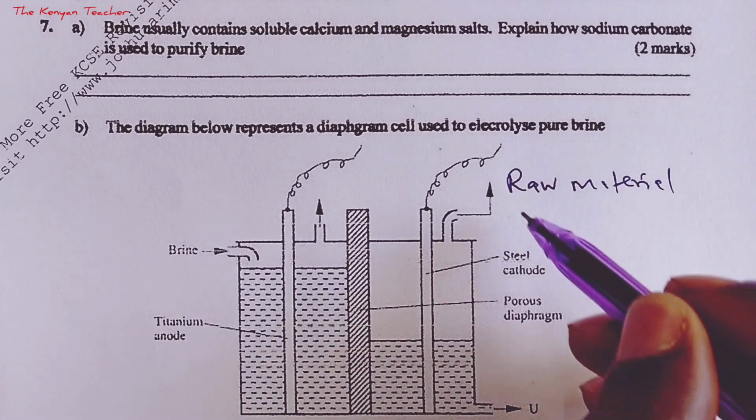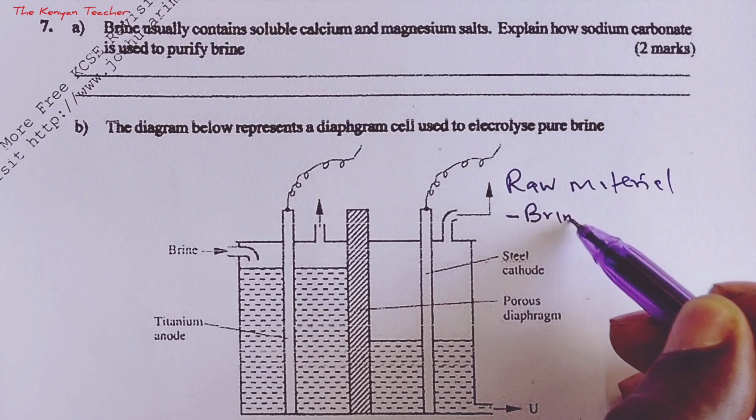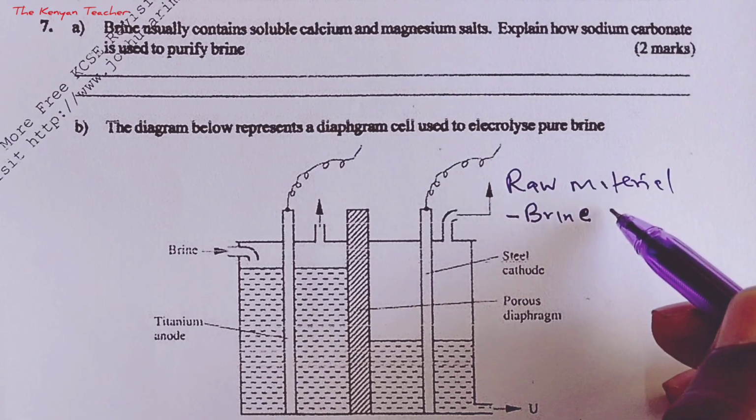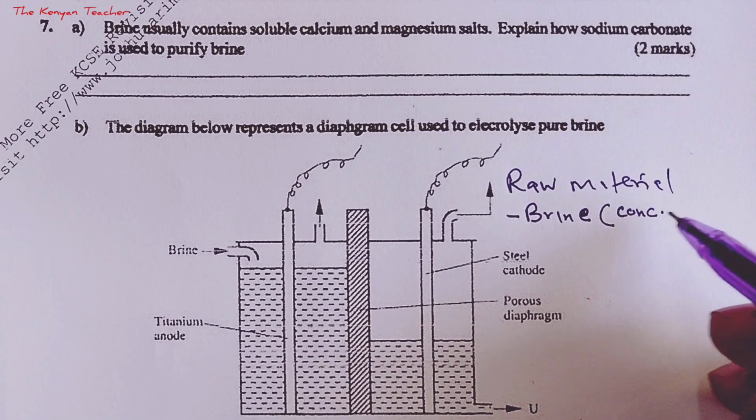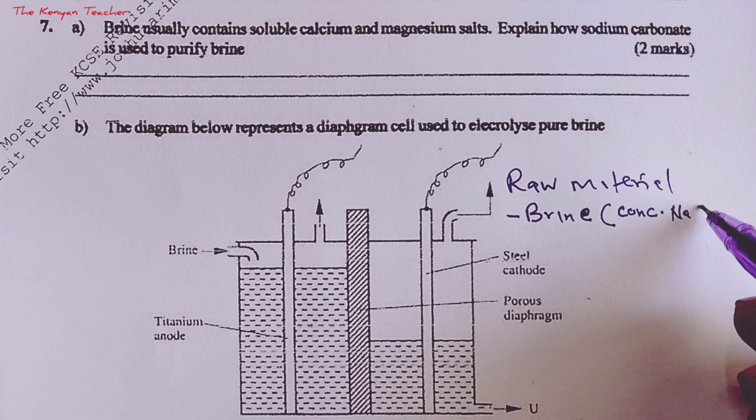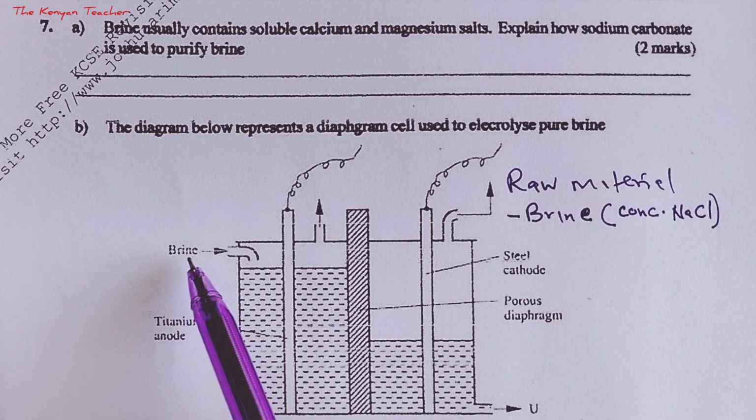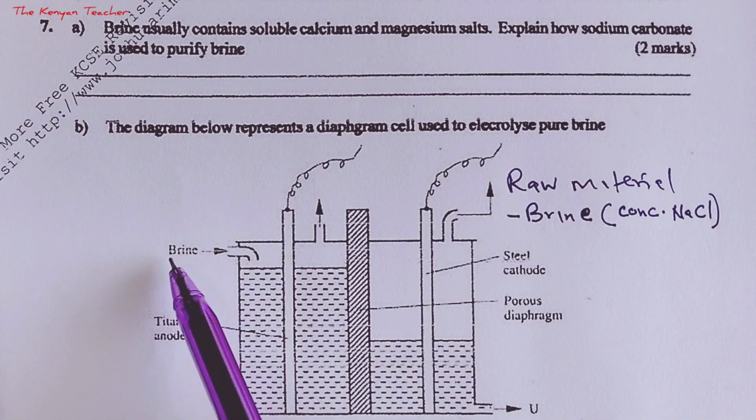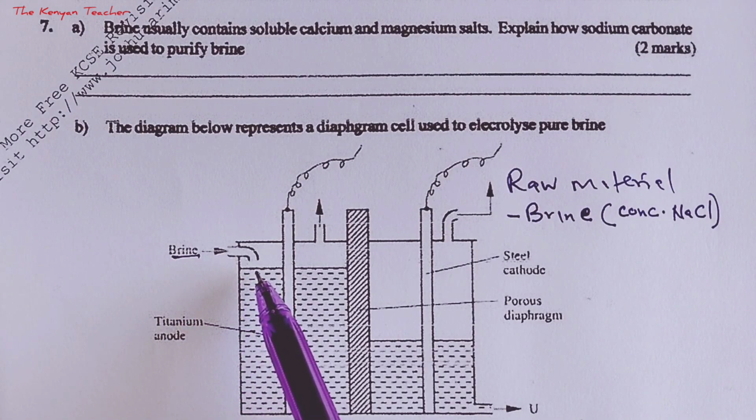So this is a cell that needs only one raw material, and that is brine. Now, brine remains concentrated sodium chloride solution. The raw material will get in from the left compartment at the anode side.